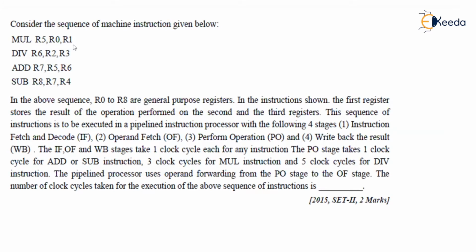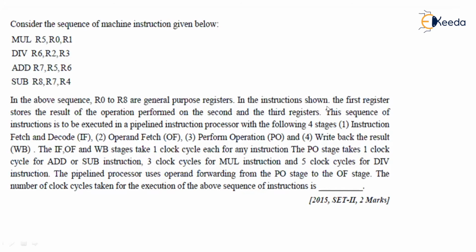MUL R5 R0 R1, DIV R6 R2 R3, ADD R7 R5 R6, SUB R8 R7 R4. There are 4 instructions. First one is multiplication, division, addition, subtraction. In the above instructions, R0 to R8 are general purpose registers.